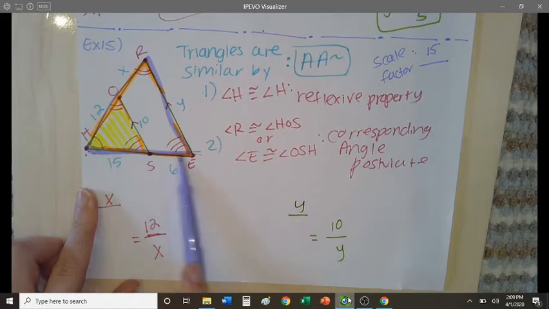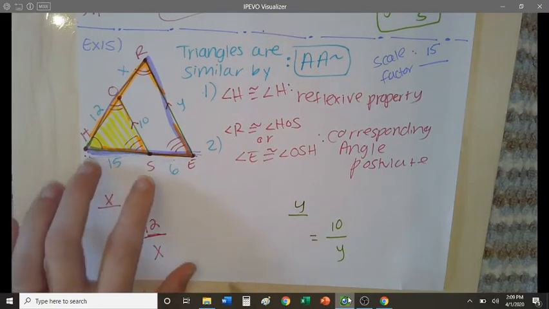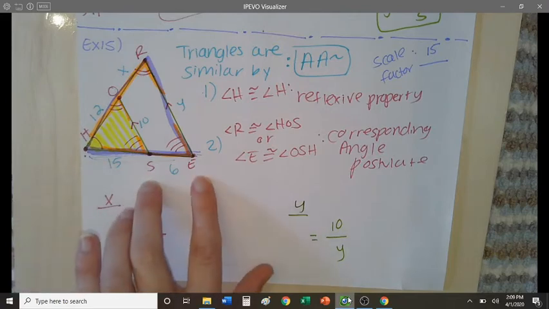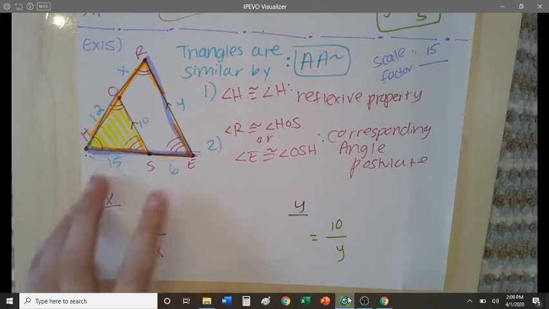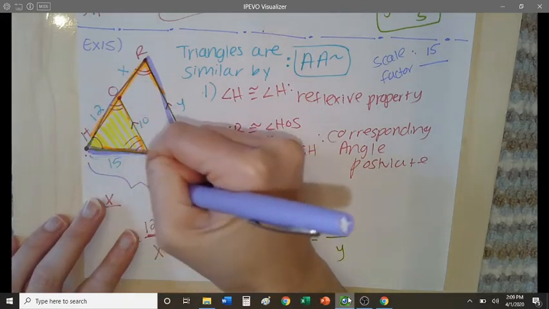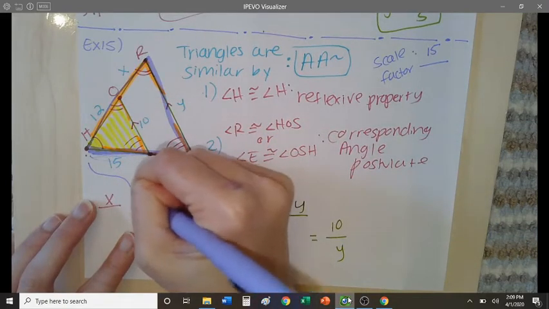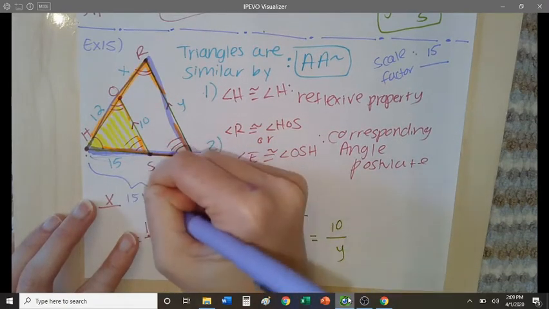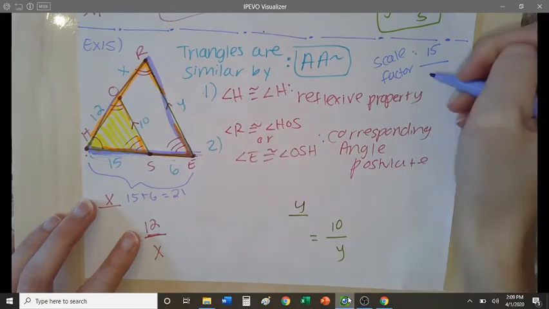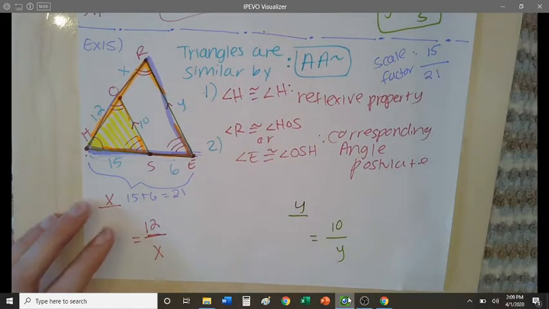How do I find this whole side? Okay, well, that side is made up of the 15 and the 6, which means to get the whole side, I need to add these together. So I need to add the 15 plus the 6, which is 21.